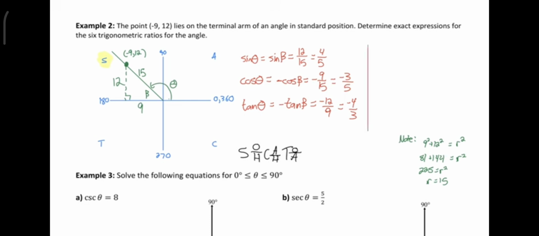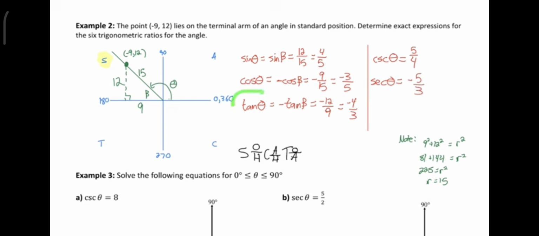Well, the reciprocal of sine is cosecant, so cosecant of theta is equal to 1 over sine of theta. So it's equal to 1 over the sine ratio, which just flips it. 1 over 4 over 5 is just equal to 5 over 4. The reciprocal of cosine is secant. So secant of theta is equal to 1 over cosine of theta. So it's equal to 1 over negative 3 over 5. That just flips it. That makes it negative 5 over 3. Right? The sign doesn't change, just the fraction flips.